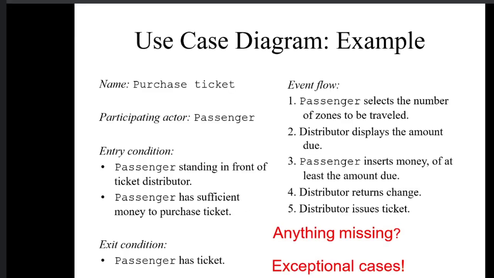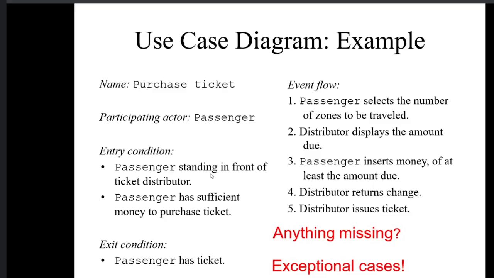Okay, see this example of a use case. One use case is purchase ticket. So who are the participating actors? Passengers are those who will interact with the system to book their ticket. What are the entry conditions? Passengers are standing in the front of the row, or if at all it is a system, it should be something like they have logged in, and whatever kind of entry conditions will be there, right?